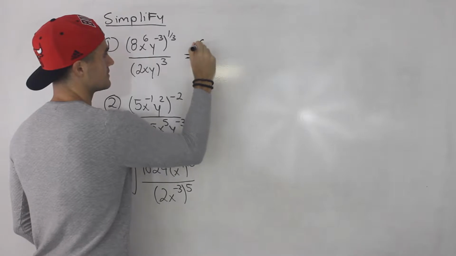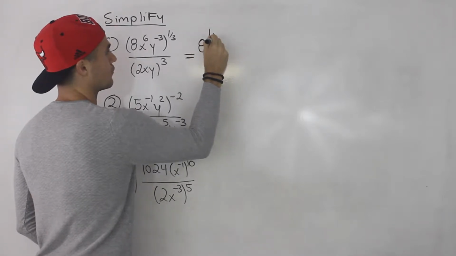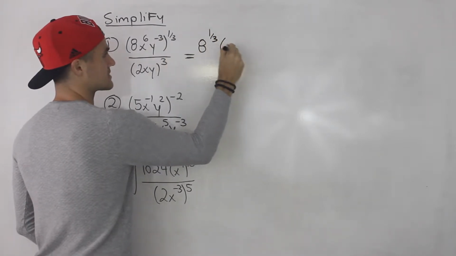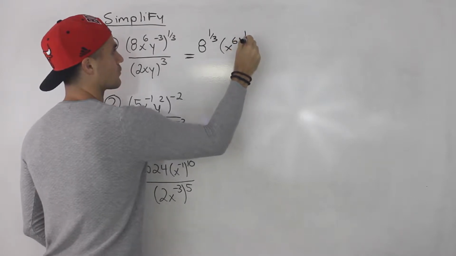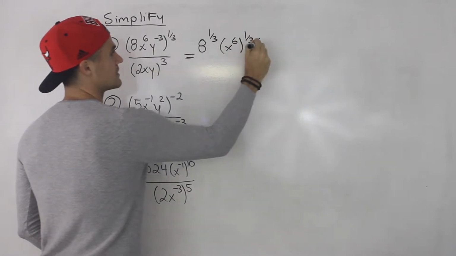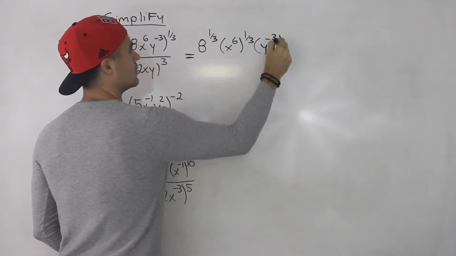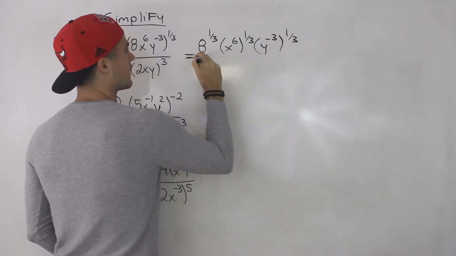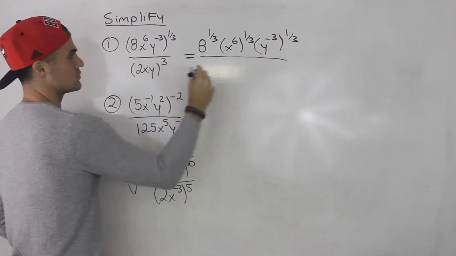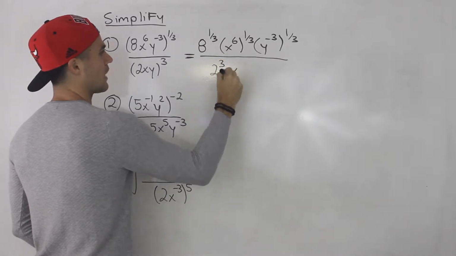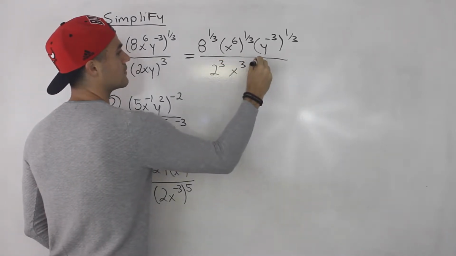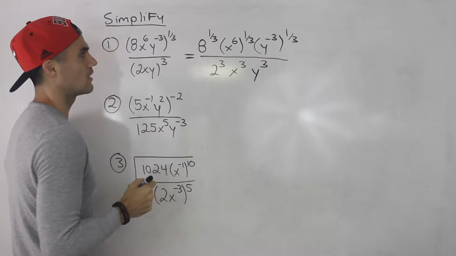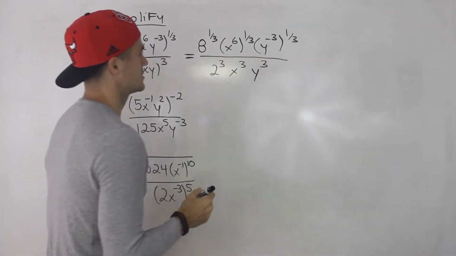So the 8 will go to the power of 1 over 3. This x to the 6 will go to the power of 1 over 3. And then this y to the negative 3 will go to the power of 1 over 3. And this is going to be all over the 2 will go to the power of 3, x will go to the power of 3, and then y will go to the power of 3. Then from here, just simplify.